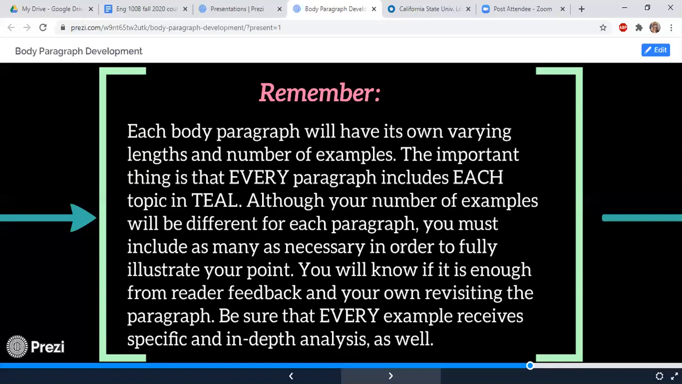And then if you're not sure how to improve it, you can see me in office hours, you can make a writing center appointment, right? It doesn't mean you have to approach revising it alone, but that's just one way you can kind of start to identify where something is off, okay? So just make sure every example receives specific and in-depth analysis.